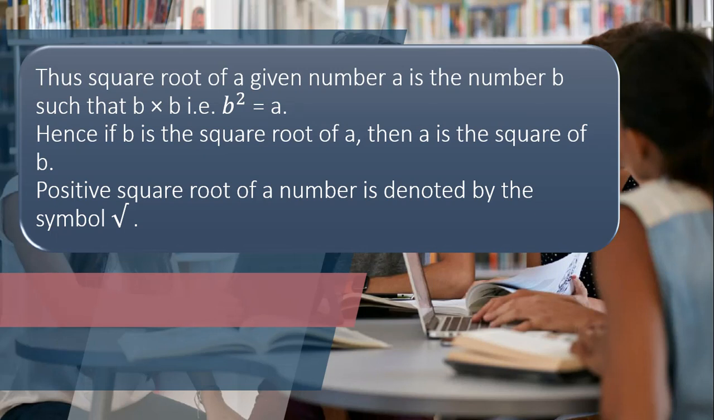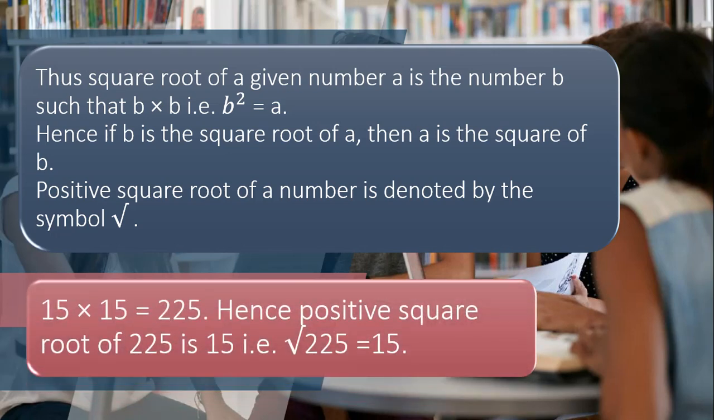The positive square root of a number is denoted by a symbol. The symbol is of a square root. Example, 15 into 15 equals 225. Hence, the positive square root of 225 is 15. That is, root under 225 equals 15.